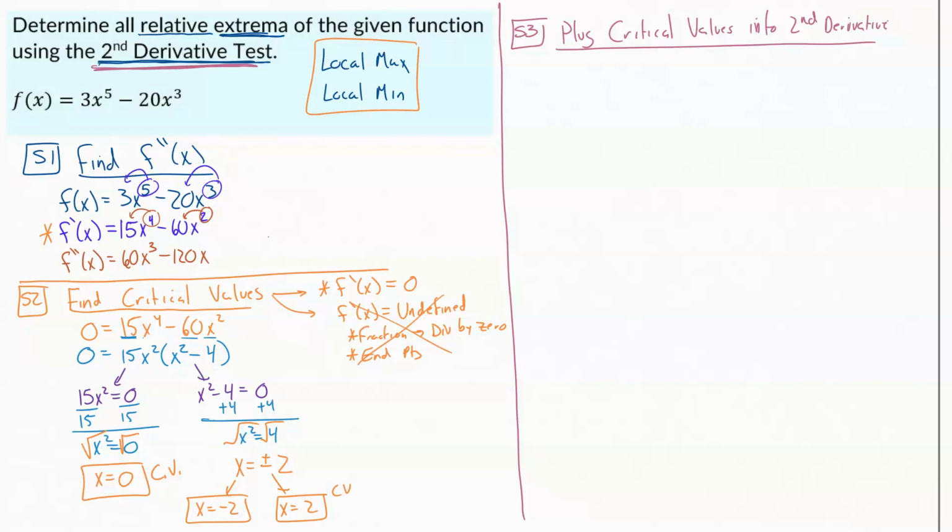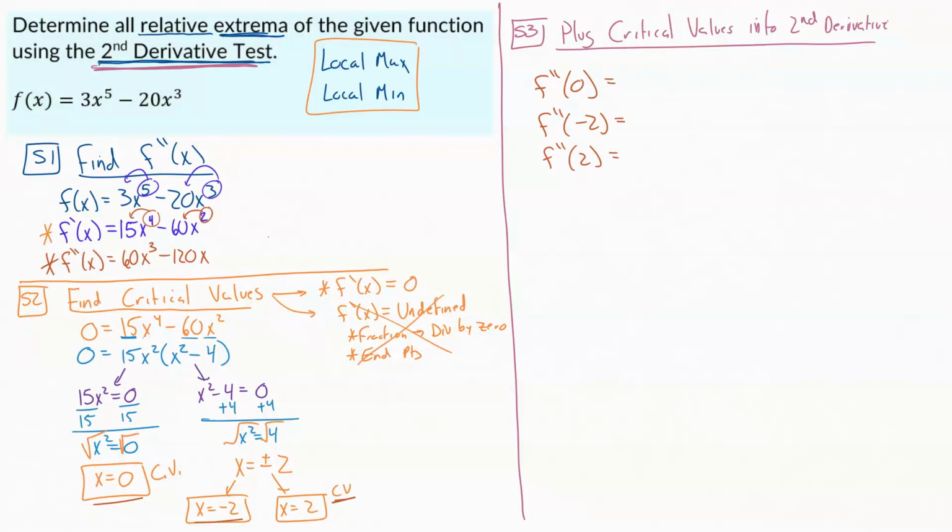So using our second derivative here, we're going to do f double prime of, and we'll start with our first one that we found, which is 0. We're going to do f double prime of negative 2, and we're going to do f double prime of our last critical value, which is 2. So when we get our answers out of here, how we're going to be able to tell if they're maxes or mins is by the concavity, right? So remember, second derivatives tell us concavity of a graph.